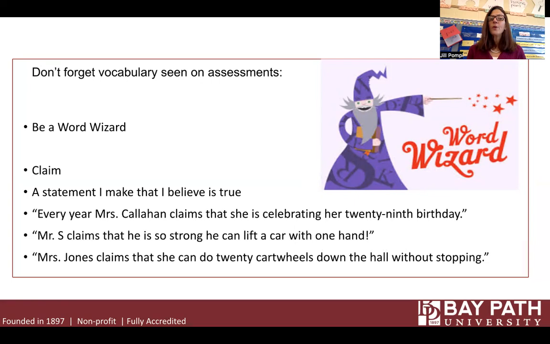And on the next day, we're going to share that word again and its student-friendly definition, but we're going to follow it up with a fun, engaging sentence. So every year, Mrs. Callahan claims that she is celebrating her 29th birthday. Mrs. Callahan being a teacher in the school who has clearly celebrated her 29th birthday more than once. And then the following day, we might share that word again with its student-friendly definition and a new sentence. Mr. S claims that he is so strong he can lift a car with one hand. That is a statement that Mr. S makes that he believes is true.